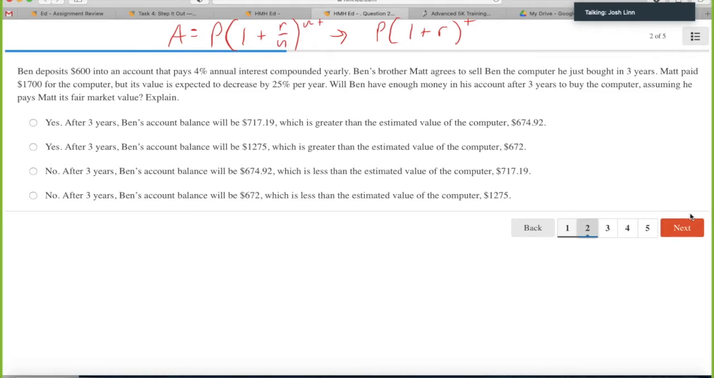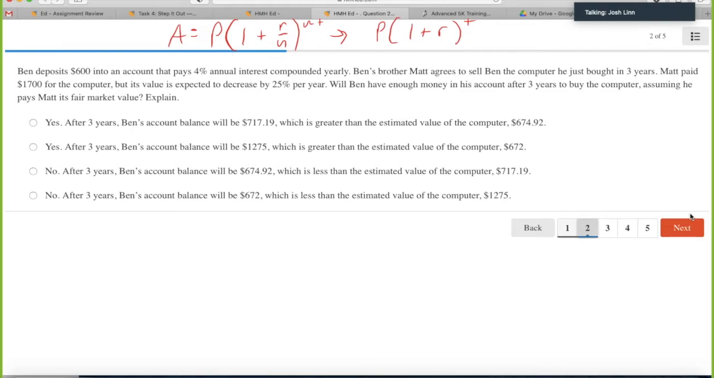So Ben deposited $600 into an account that pays 4% annual interest compounded yearly. Ben's brother Matt agrees to sell Ben the computer he just bought in 3 years. Matt paid $1,700 for the computer, but its value is expected to decrease by 25% per year. Will Ben have enough money in his account after 3 years to buy the computer, assuming he pays Matt its fair market value? Explain. So this is a two-step problem. Step one, figure out how much money Ben is going to have. Step two, figure out how much the computer is going to cost in 3 years.